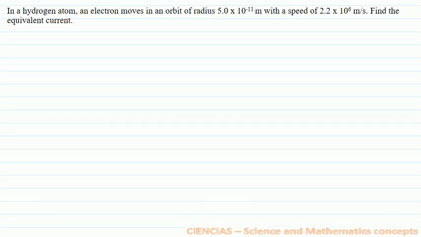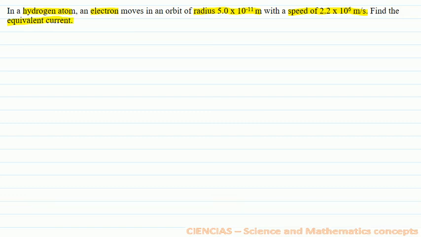Hello students, here we are solving the question which is based on the topic of current electricity. The question is, in hydrogen atom, an electron moves in an orbit of radius 5 × 10^-11 meter with a speed 2.2 × 10^6 meter per second. Find the equivalent current.